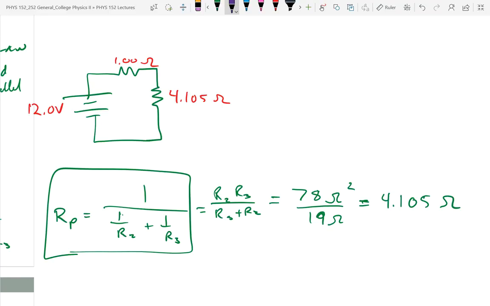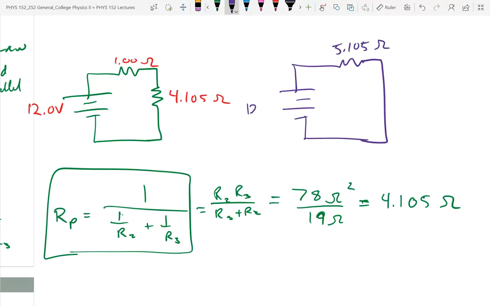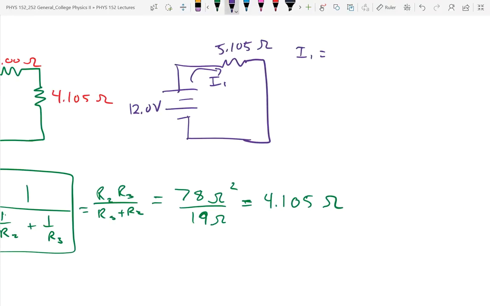We have two resistors. We had combined them into one series resistor. We'd combine this into, when they're in series, you just add them, so that'd be 5.105 ohms, 12.0 volts. Now we can calculate the current using Ohm's law. So now we first apply Ohm's law. I is equal to V over R.